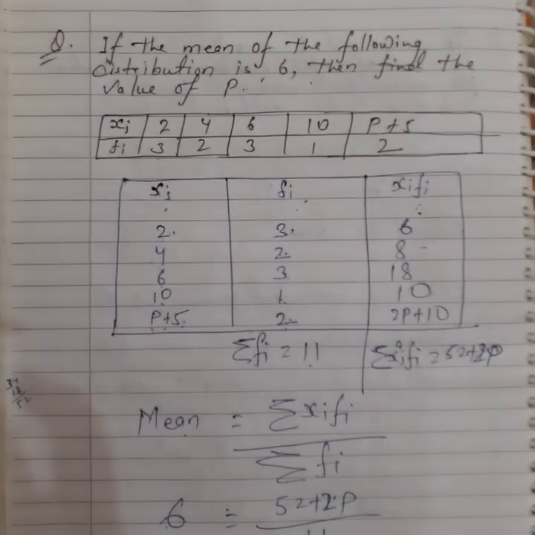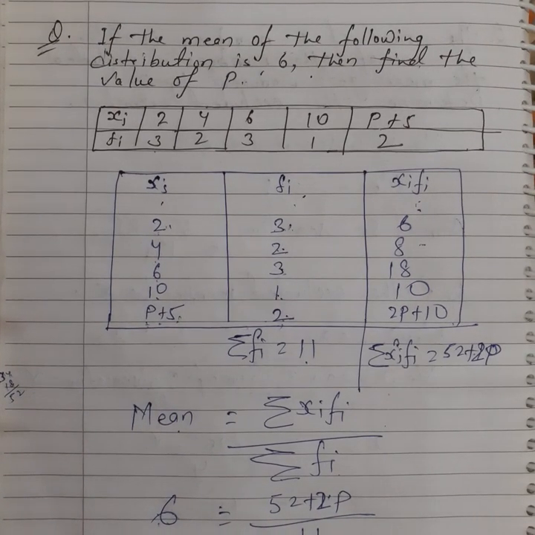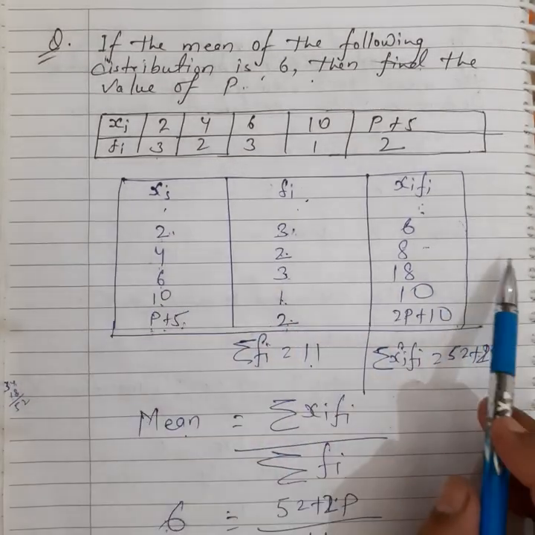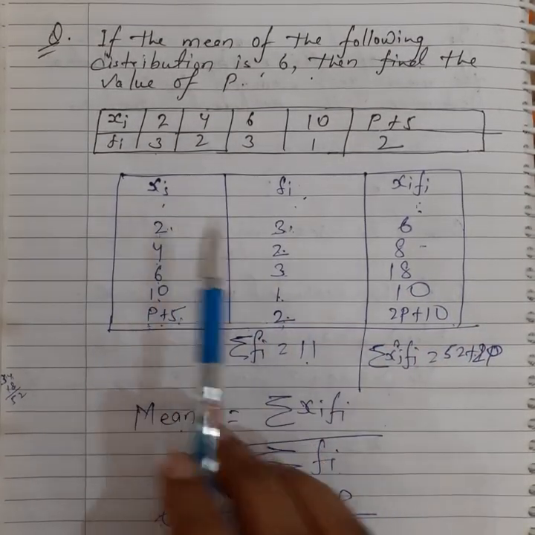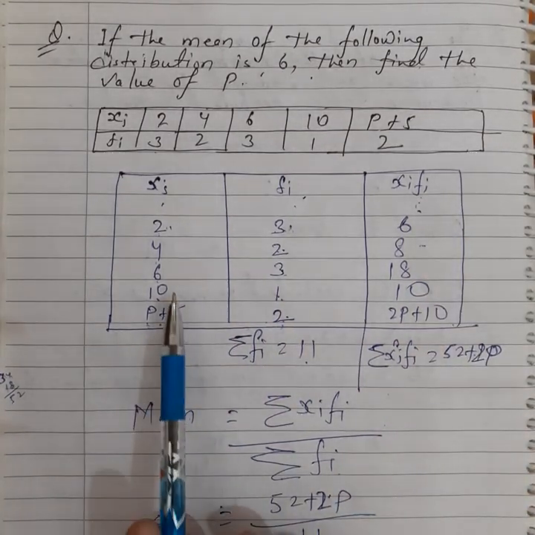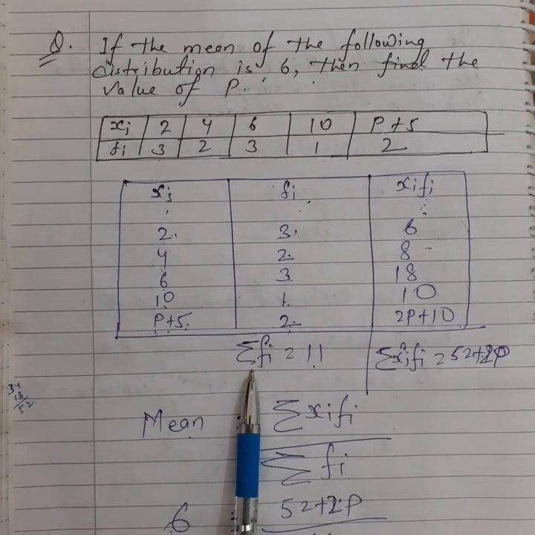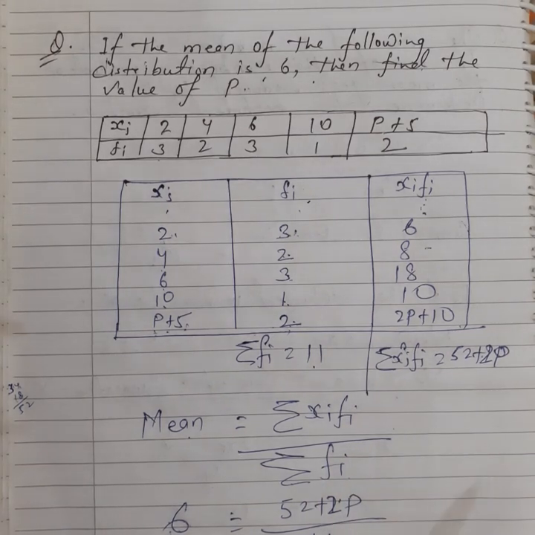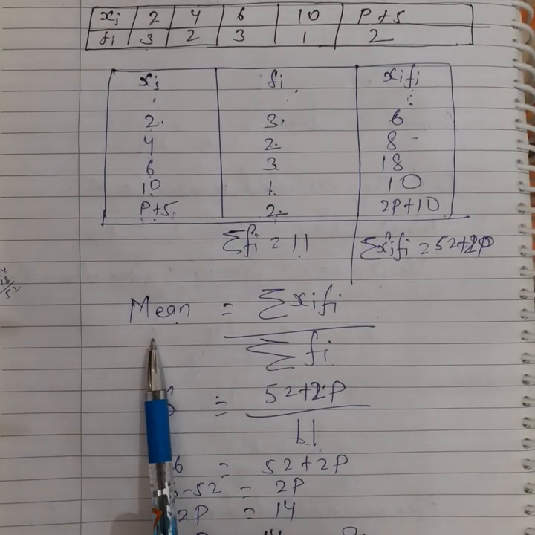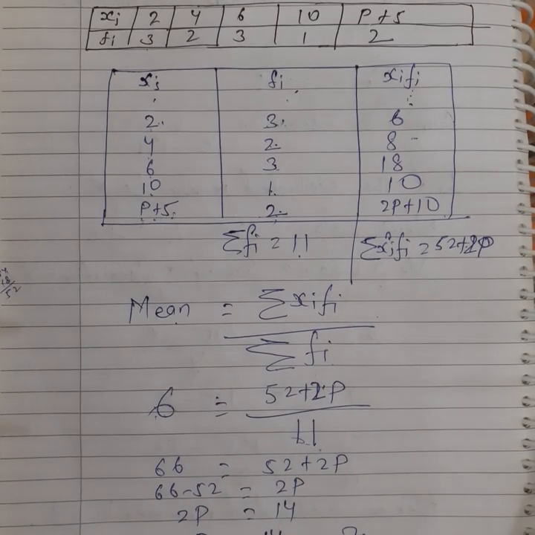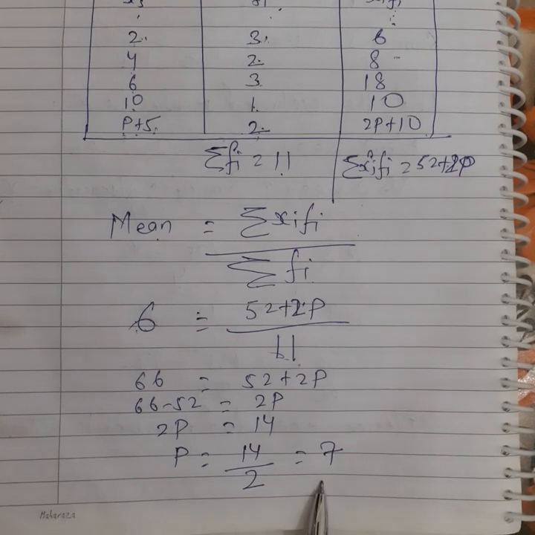Okay, what do we do first? First we make a table of 3 columns. In the first column we put xi, that is the observation, in the second fi, and the third xi into fi. Then we find sigma fi, that is the sum of all the frequencies, and sigma xi fi. Then we put mean is equal to sigma xi fi by sigma fi, and we get the value of p is equal to 7.